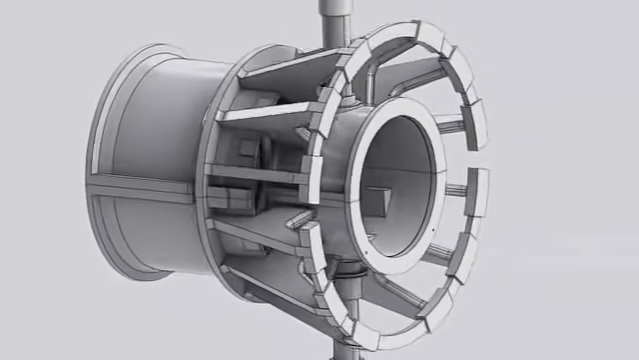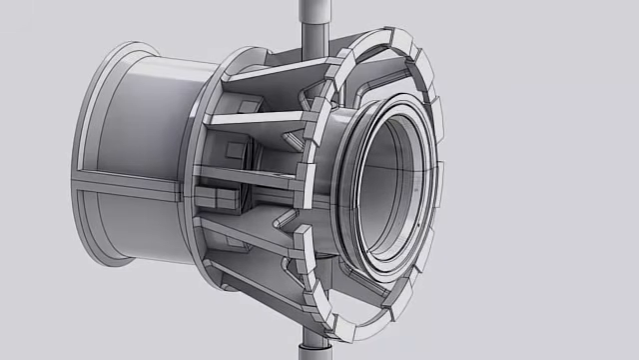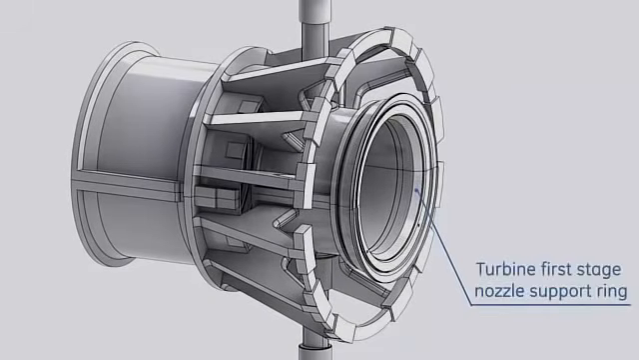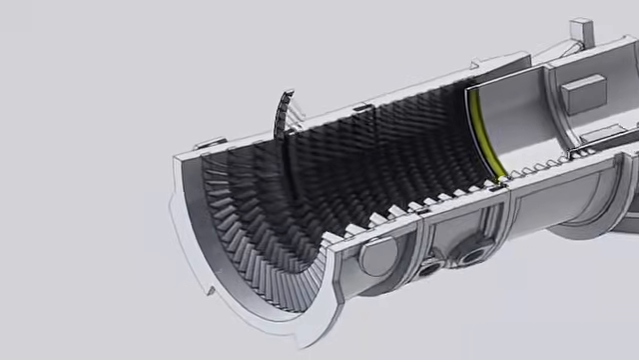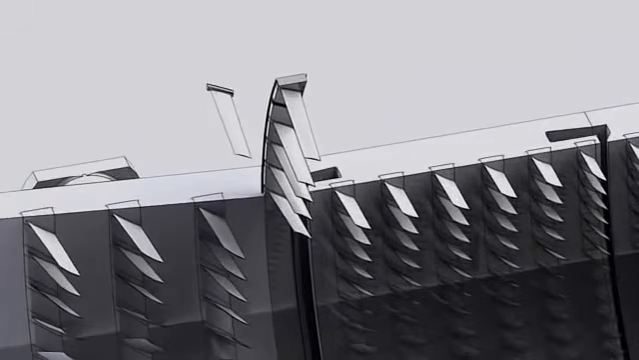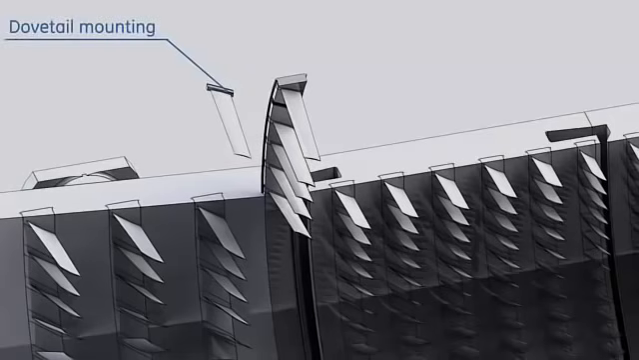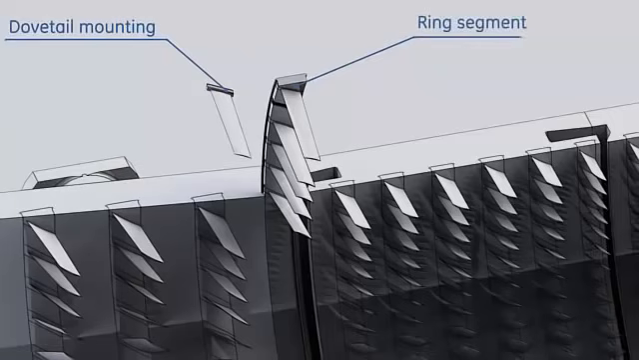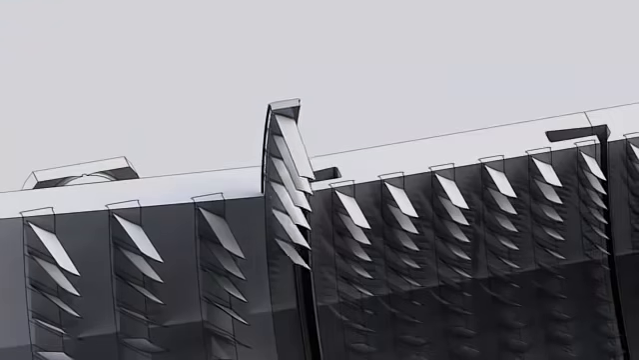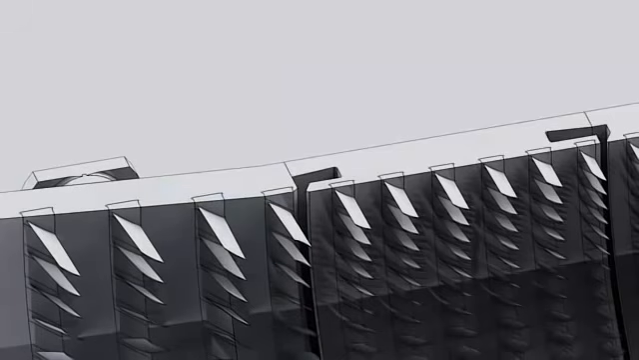The discharge casing also supports the turbine first stage nozzles. The first stage nozzle support ring is mounted on the aft end of the inner cylinder. The stationary vanes of the compressor are also airfoil shaped. The blades of the first 8 stages are mounted by dovetail arrangement to ring segments. These ring segments are inserted into circumferential grooves on the casing.